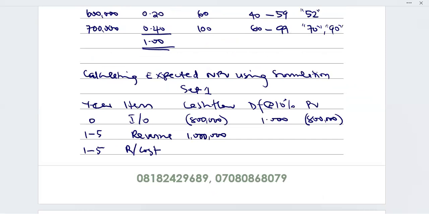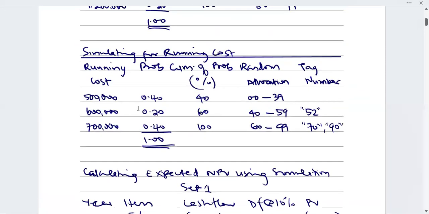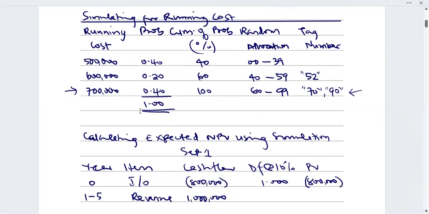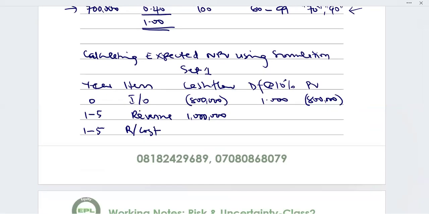Again, for set 1, running costs, tag number is 70. So I will go back to my simulation for running costs. Where do I have 70? 70 is here. We indicated 70 there, tag number. Trace it to the left where you have the running costs. It is 700,000 naira. So I will then indicate 700,000.